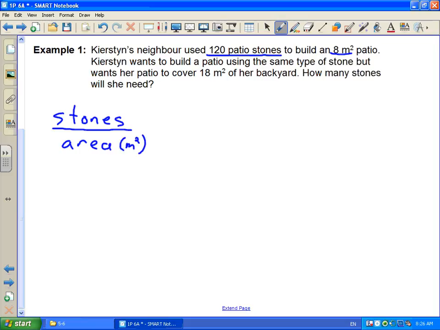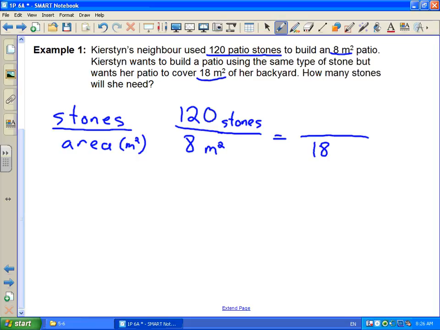So what are we told about her neighbor here? Her neighbor used 120 stones, so we'll have 120 stones to get 8 meters squared. And we can put the units in here, meters squared and stones. We want to set up the other half of our proportion here. So what else are we given here? Well, she wants her patio to cover 18 meters squared. So this is an area, so we can fill in the area over here, 18 meters squared. And we're asked how many stones. So the unknown that we're trying to solve for is the number of stones up here.